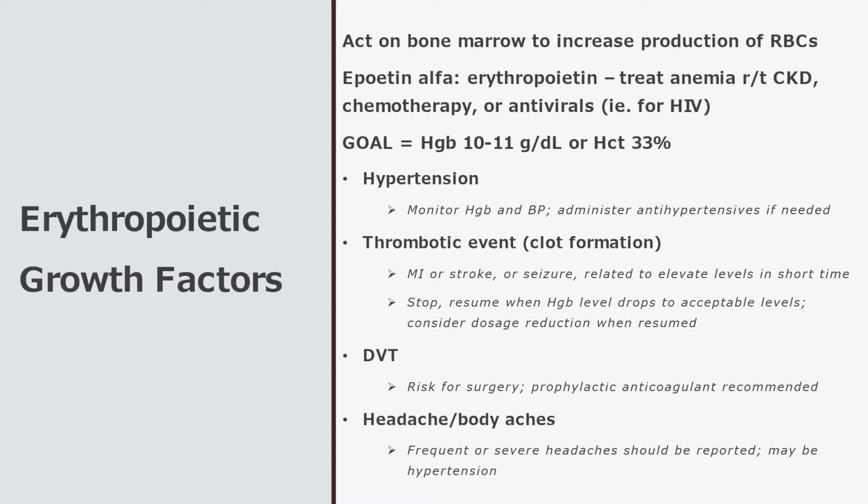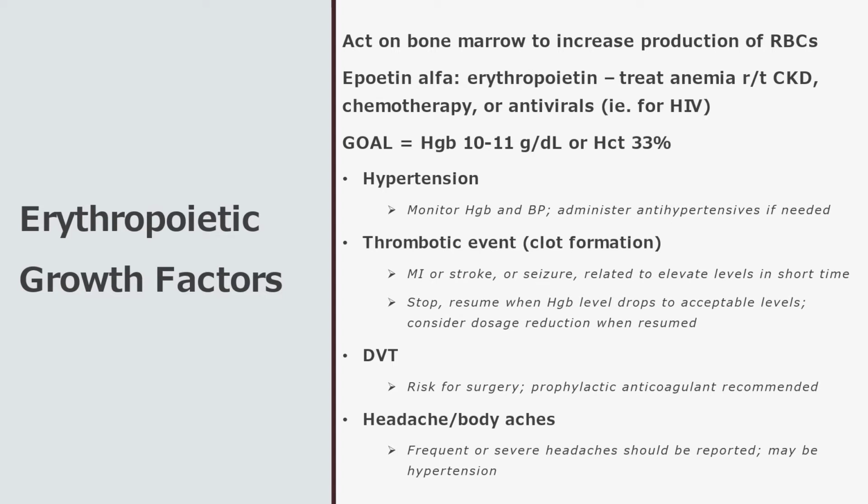So if I'm taking this to increase my red blood cells, then I need to monitor my levels. So my goal, because it's for anemia, is going to be to monitor my levels of hemoglobin and hematocrit. So my hemoglobin needs to be about 10 or 11. That's still on the low side, but they were anemic before. So this is actually a drastic improvement. So 10 to 11 hemoglobin or 33% hematocrit is our goal for therapy when starting erythropoietin.